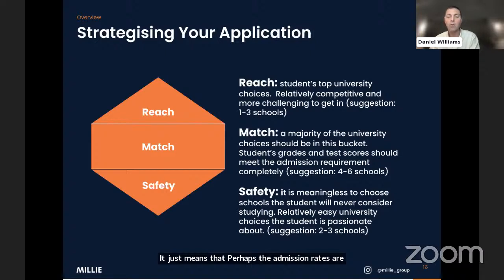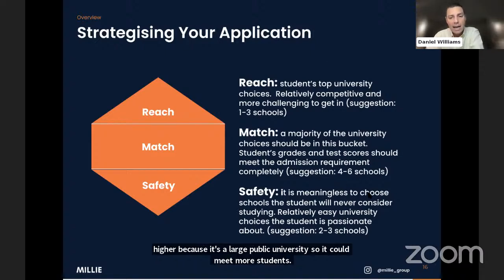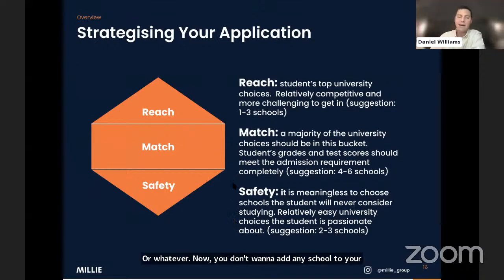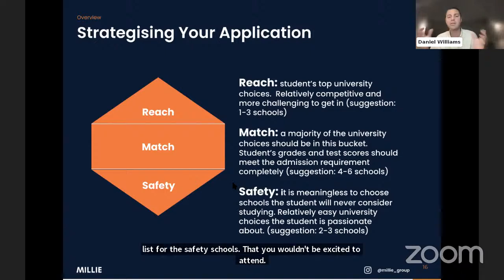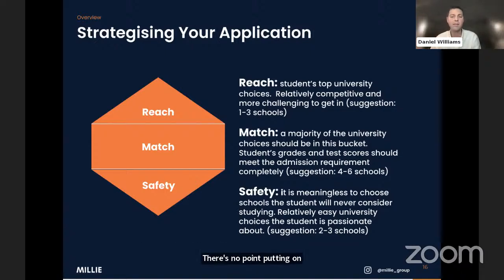Now, you don't want to add any school to your list for the safety schools that you wouldn't be excited to attend. There's no point putting on your list of schools a school that you know that if you got admitted to, you wouldn't go to, right? But you still need that backup just because of how competitive the admissions landscape is today. So 1 to 3 reach schools, 4 to 6 match schools, 2 to 3 safety schools. This is a well-rounded list that is going to give you a handful of offers that you can then compare side by side to make your decision.